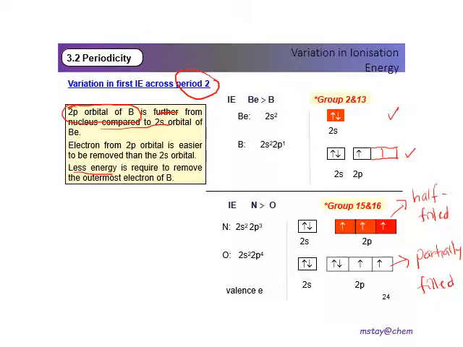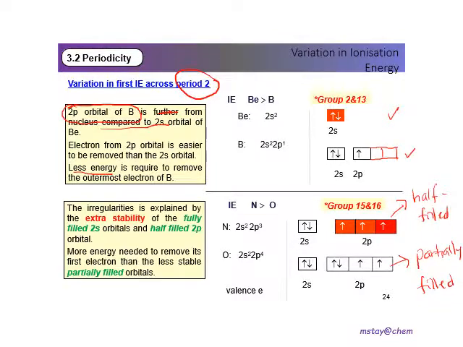So if we recall back to chapter 2, for half-filled and partially filled orbitals, there is a special condition, which means there is extra stability for the half-filled 2p orbital. So that's why we need more energy to remove the first electron compared to the partially filled orbital.